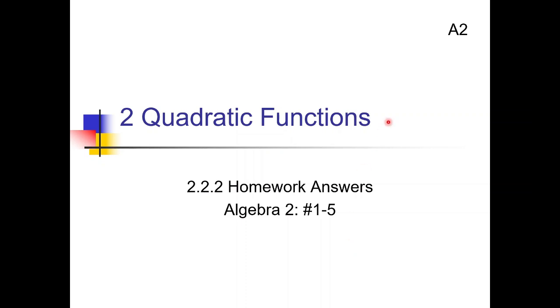Hey there, Mr. Sutton here, bringing you the Algebra 2 2-2 Part 2 homework solutions on characteristics of quadratic functions, specifically dealing with intercept form.